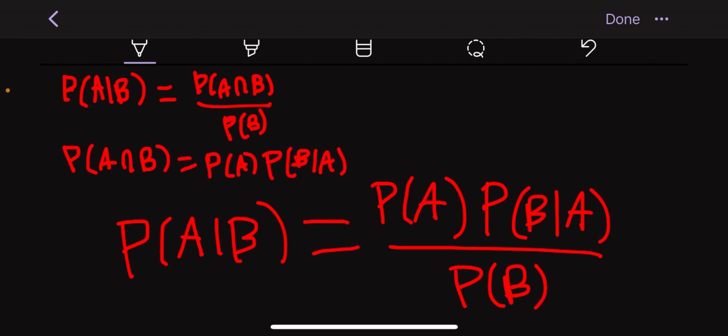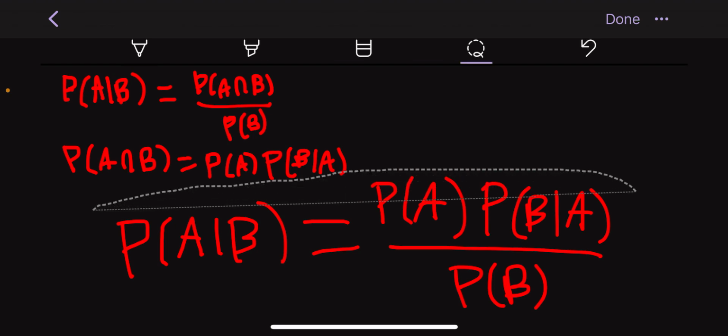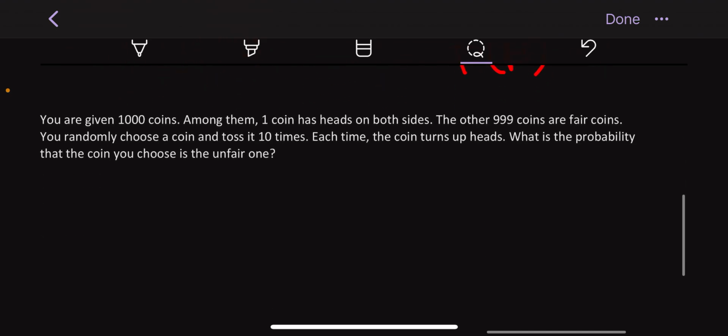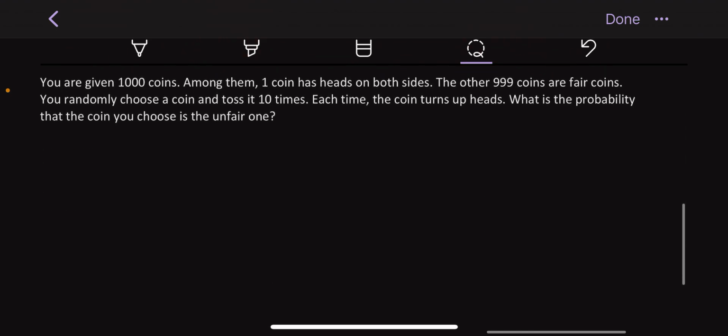This is a useful formula for calculating conditional probabilities because oftentimes it's easier to figure out the three probabilities on the right side and then use those three probabilities to compute A given B. This is useful in a variety of situations, and we'll see one example below. So let's go ahead and save this equation. Here below we have a problem that uses Bayes' rule.